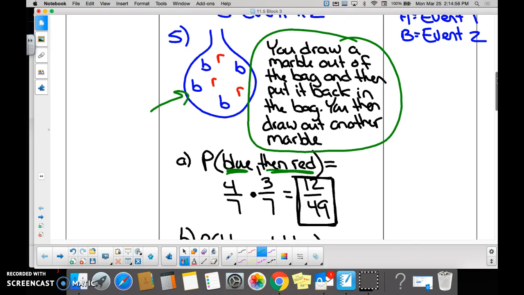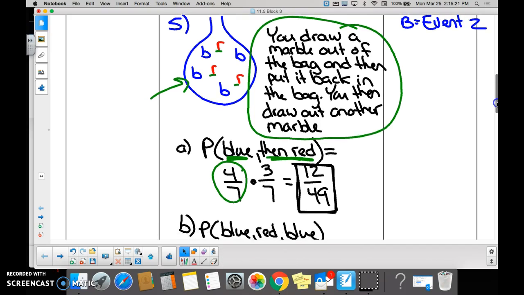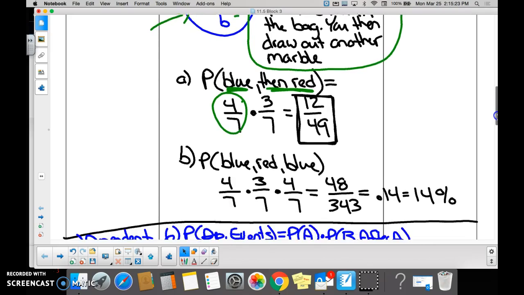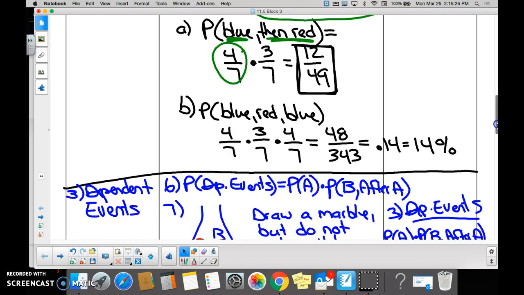4. How many blues do you see in the bag? 4. And how many total marbles do you see in the bag? 7. So the theoretical probability of drawing a blue is 4 out of 7. So if I draw a blue and put it back, what's the theoretical probability I'll draw a red? 3 out of 7. There are 1, 2, 3 reds in the bag and 7 total, right? Multiply them together and that is your probability for drawing a blue and then a red if you're replacing the marble. We did another one where you drew 3, self-explanatory.